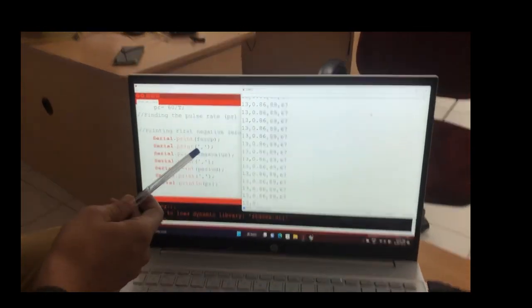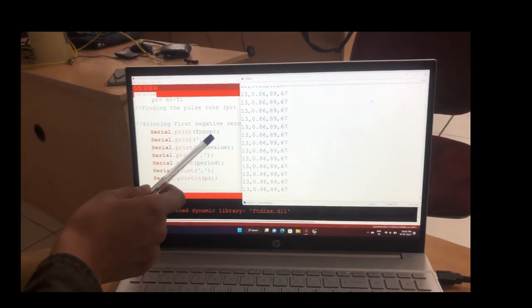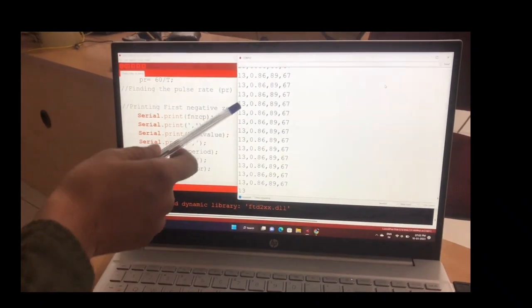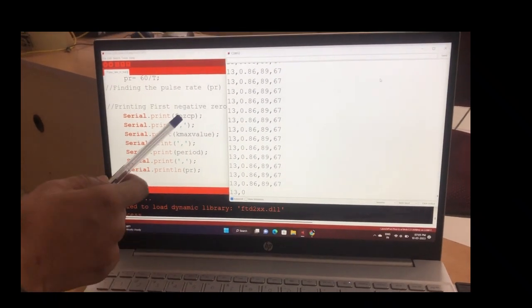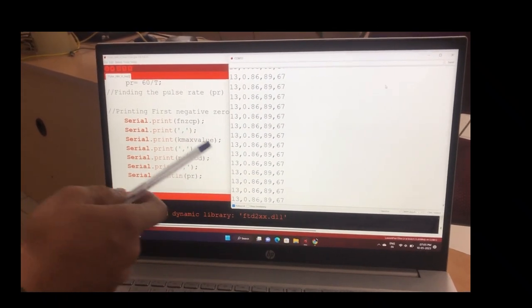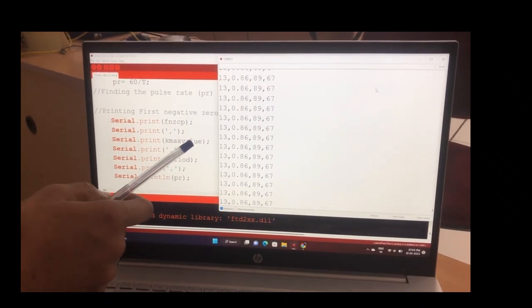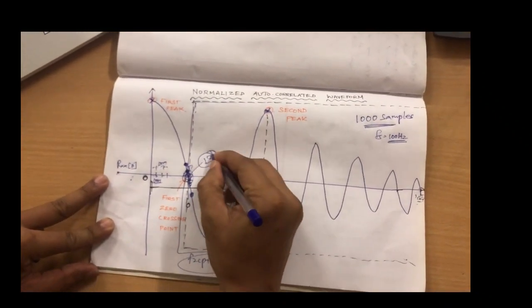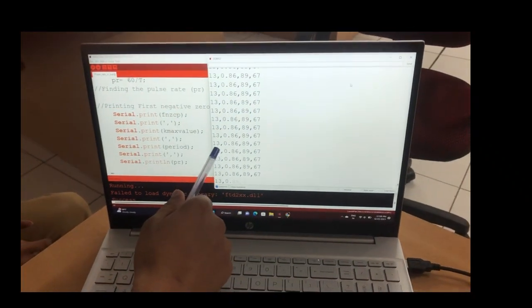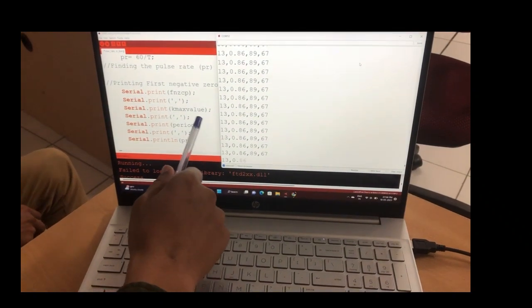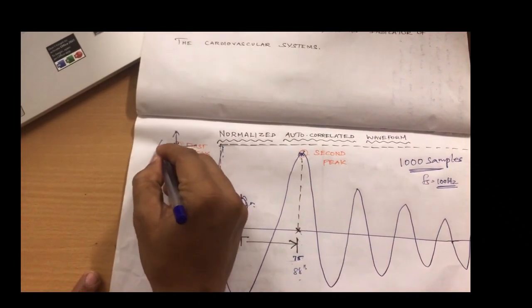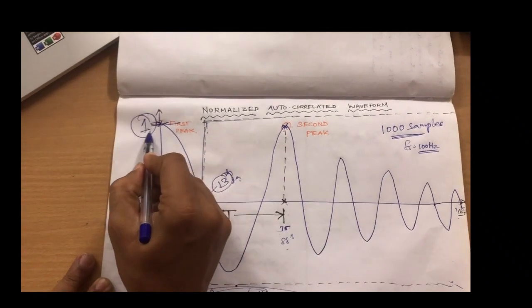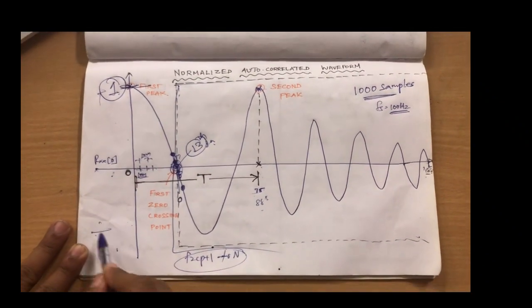So there are 4 parameters. FNZZP is the first negative zero crossing point, which happens at the 13th sample. That is what is shown. The second peak value, that is the K max value. Because it is normalized, the first peak is 1, as we all know, because the values are between plus 1 and minus 1.